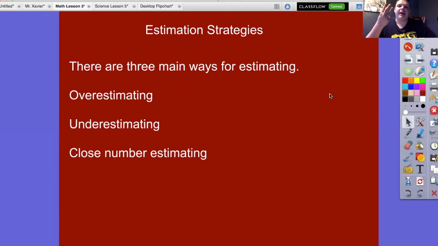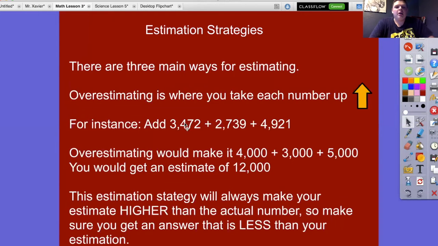There are 3 main ways. I guess there's 4. I kind of told you the 4th one's rounding, but we've already gone over that. The 3 I'm going to teach you here are called overestimating, underestimating, and close number estimating. So we'll start with overestimating. Overestimating is where you take each number up, no matter where it is. No matter if it's really close to the one below it, you always go up.